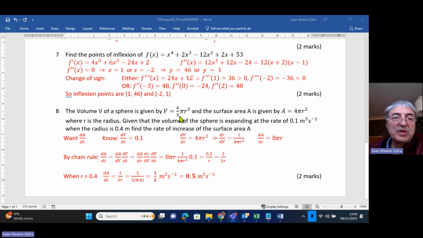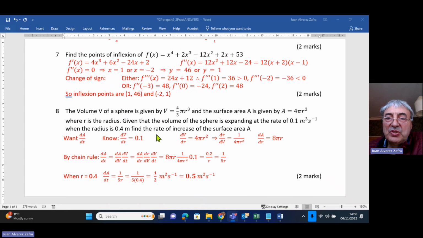And then the last question, question 8, is related rates of change. If you read through the question, you find that you have a formula for V in terms of r, the volume of a sphere in this case, and then the surface area in terms of r, the surface area of a sphere in this case, and then we're given a rate of change. The volume is increasing at the rate of 0.1 meters cubed per second, and then we want to know the rate of increase of the surface area when the radius is 0.4.